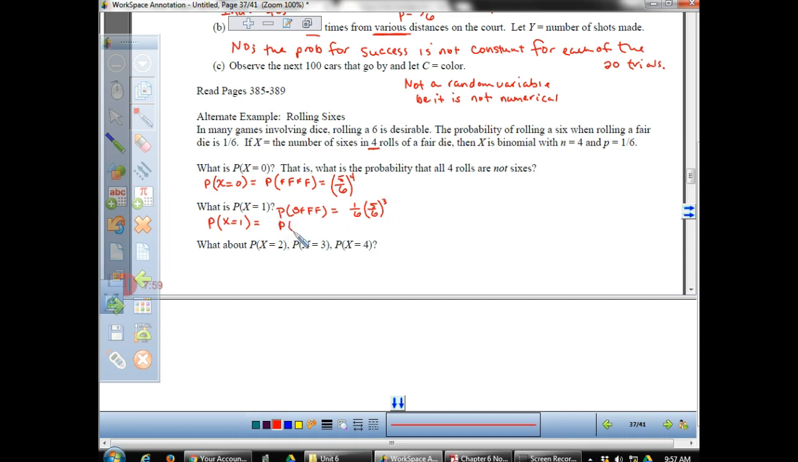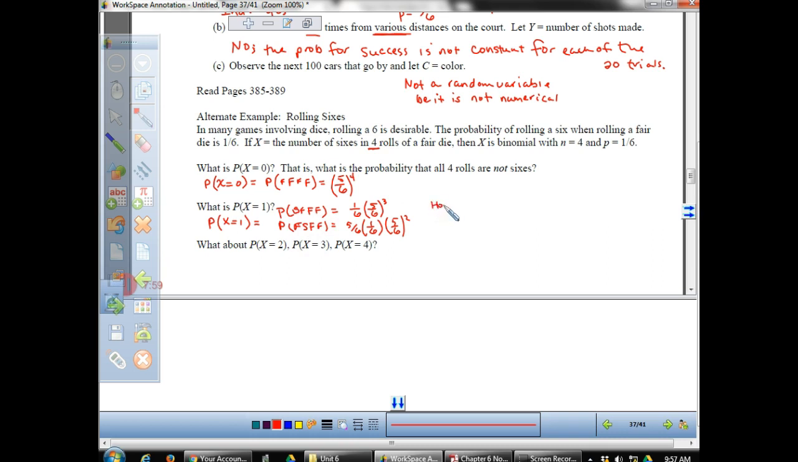Then another way to get exactly 1 is to have a failure, a success, and then 2 failures. So that would be a failure, 5 out of 6, then I have my 1 out of 6 for the success, and then I have 2 failures, so I'd raise it to the power 2. Now, you notice that in both of these cases I'm getting 1 probability for success and then 3 probabilities for failure, which makes perfect sense. So the question is, how many different variations of success are there?